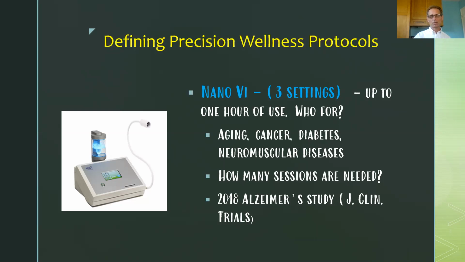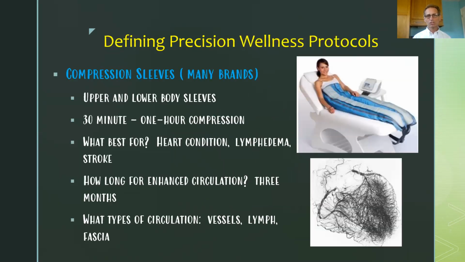I think that this is a machine that could really be used for a lot of different types of neurological diseases. Compression sleeves, like I say, can be used in upper and lower body, and it usually does between 30 minutes and 1 hour of compression. So what is it best for? I spoke about lymphedema, but you could also use it with people with stroke or any other cardiovascular disease.